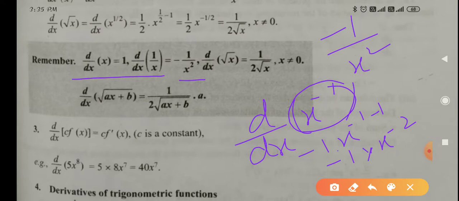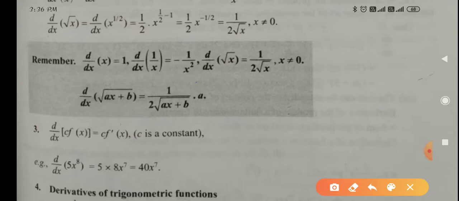But if you learn it, it will be easy for you, because many times in long questions you are applying this formula 2 times, 3 times. So again and again if you write like this, then it will be difficult and time consuming. So if you are taking the differentiation of 1 upon x, then directly you have to write minus 1 upon x square. Next is d upon dx of under root x. You have to learn directly 1 upon 2 under root x. X should not be 0.